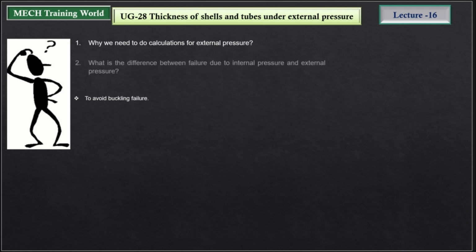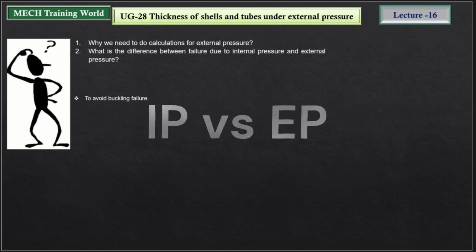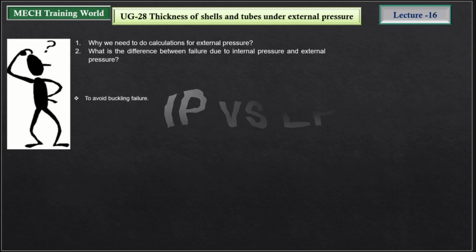The next question is, what is the difference between failure due to internal pressure and external pressure? What is the failure mode in internal pressure, guys? In internal pressure, if we apply a pressure, the material tries to expand. That means yielding will happen, and after that failure will happen, right? First yielding takes place. Yielding is nothing but deformation, right? So deformation takes place, and after that, cracking starts.